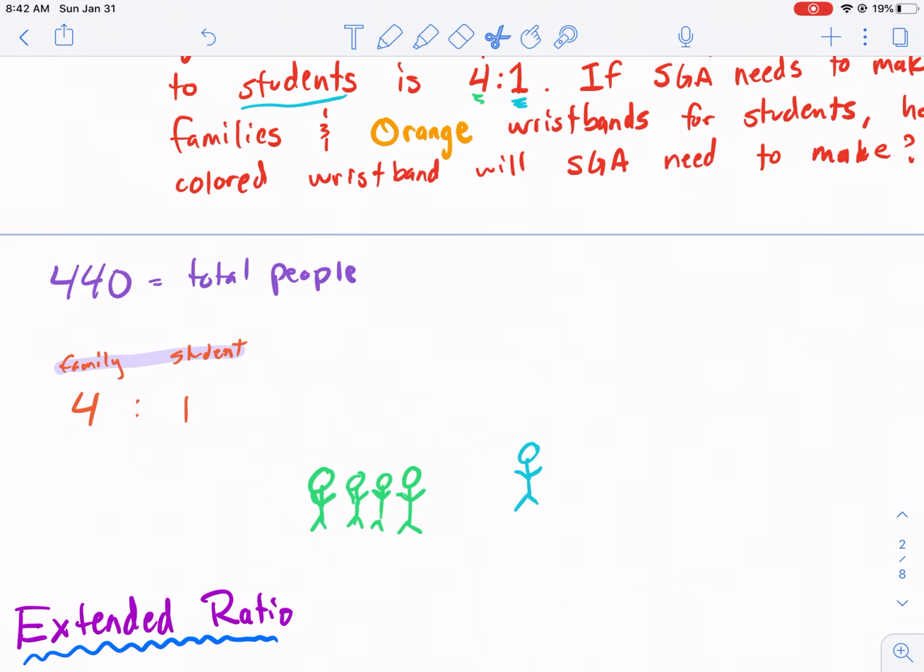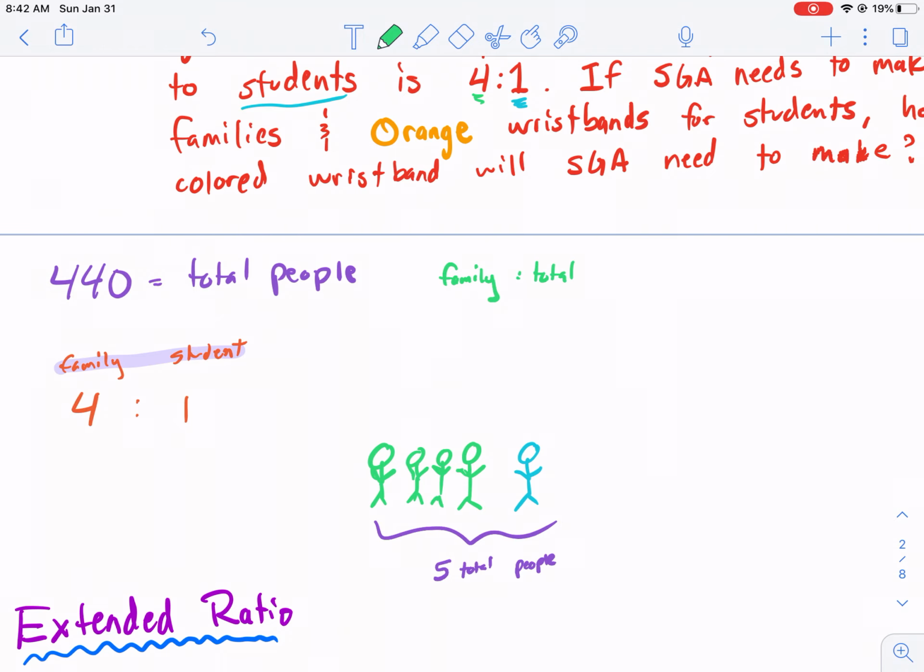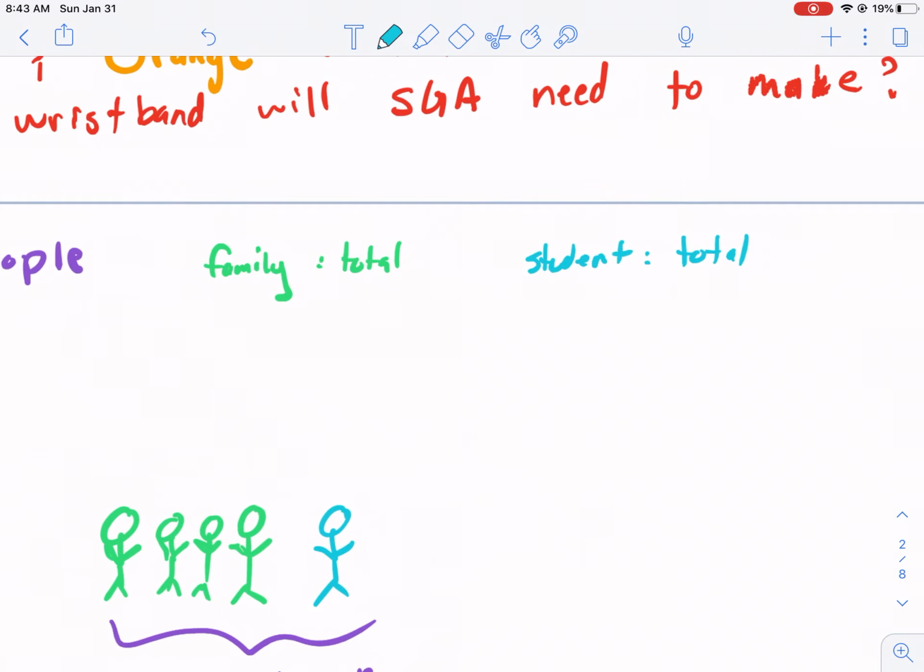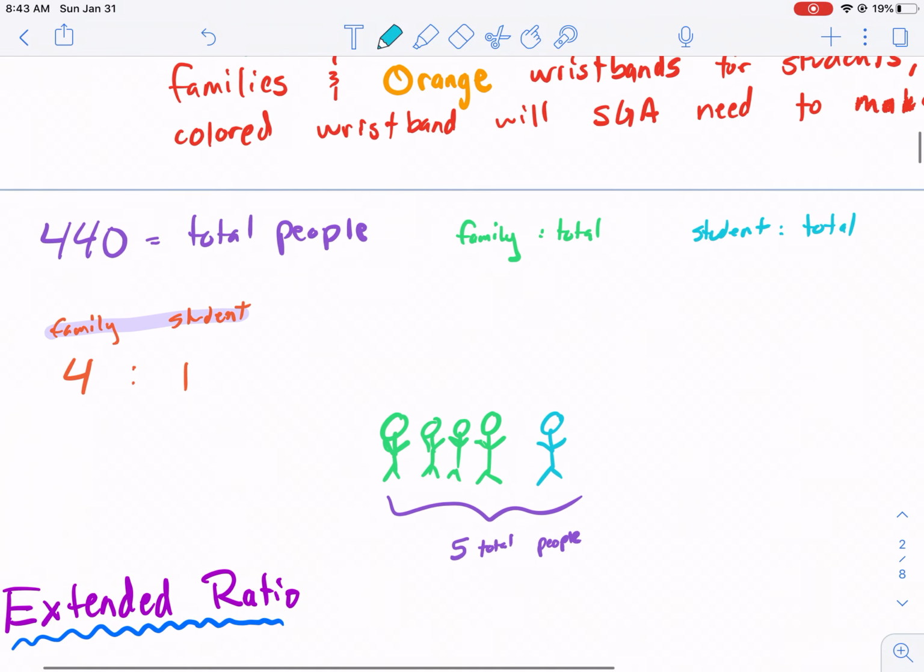So what we should do here is compare the family members to the total, okay? So then we have family to total people, and we should also create a ratio of student to total people, and I want to emphasize this, it's because we've been given the total amount of people. We haven't been given total students, we haven't been given total family, but we have been given the total amount of people, students and family, okay?